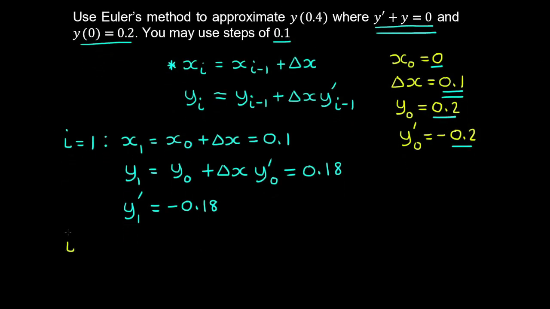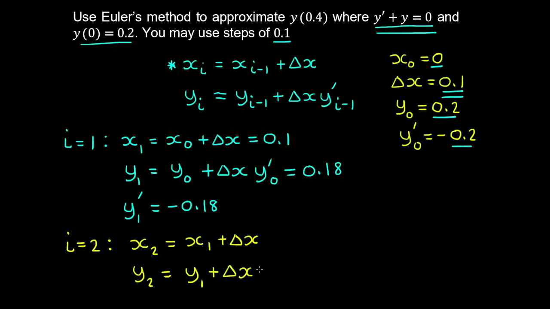And now you can set i equals 2 and then calculate x2 and y2, and y dash 2 using these previous values, and keep stepping through until x is equal to 0.4. So you can calculate y of 0.4 and post your answer in the comments.